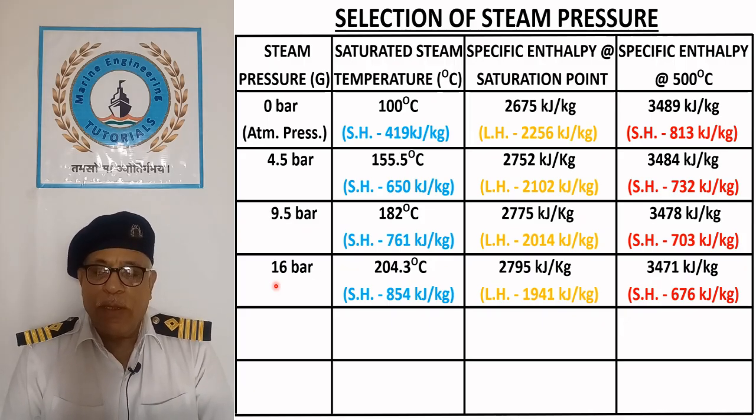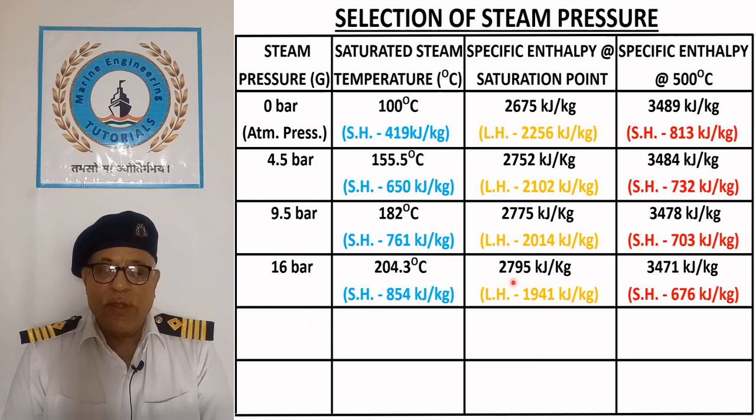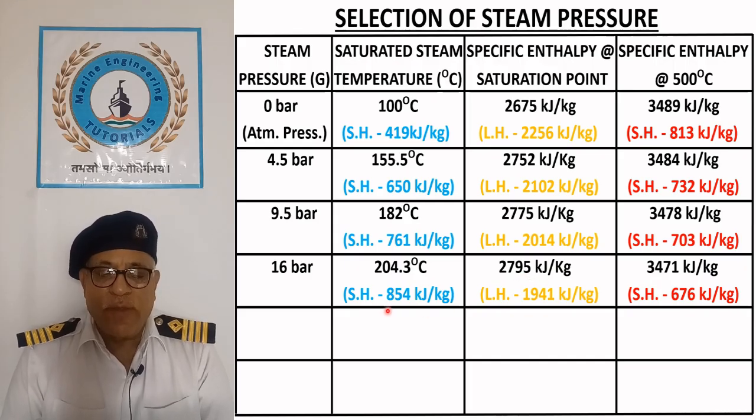The specific enthalpy of saturated steam at 16 bar is 2795 kilojoule per kg, inclusive of 854 kilojoule per kg sensible heat and 1941 kilojoule per kg latent heat. When superheated to 500 degrees Celsius, it gains an additional 675 kilojoule per kg of sensible heat, resulting in a total enthalpy of 3471 kilojoule per kg.